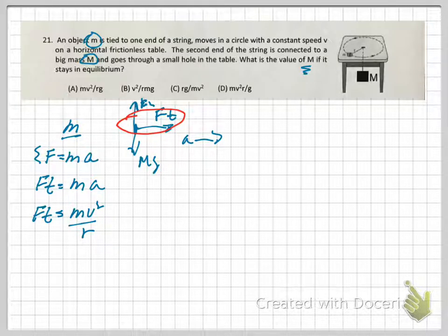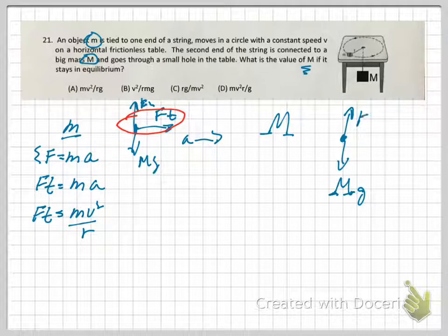Now let's look at a free body diagram for the big mass. So here's the big mass. We have its weight, big M g, going down, and its normal force going up. It's not moving up or down, so its acceleration is going to be 0. Whoops. Sorry. Mistake. No normal force. This is tension force, because it's not in contact with the surface.